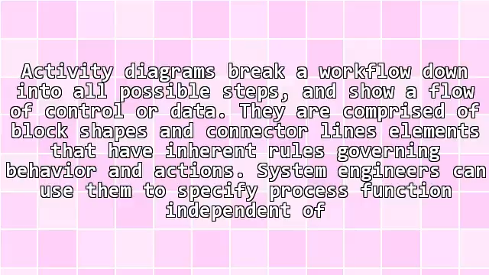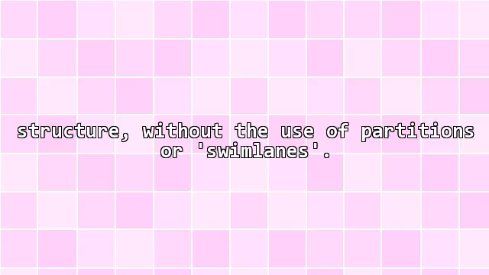Activity diagrams. Activity diagrams break a workflow down into all possible steps and show a flow of control or data. They are comprised of blocks, shapes and connector line elements that have inherent rules governing behavior and actions. Systems engineers can use them to specify process function independent of structure without the use of partitions or swimlanes.